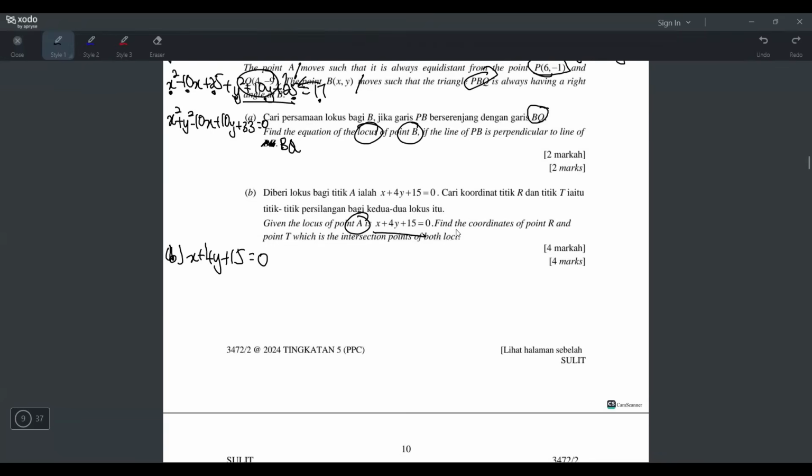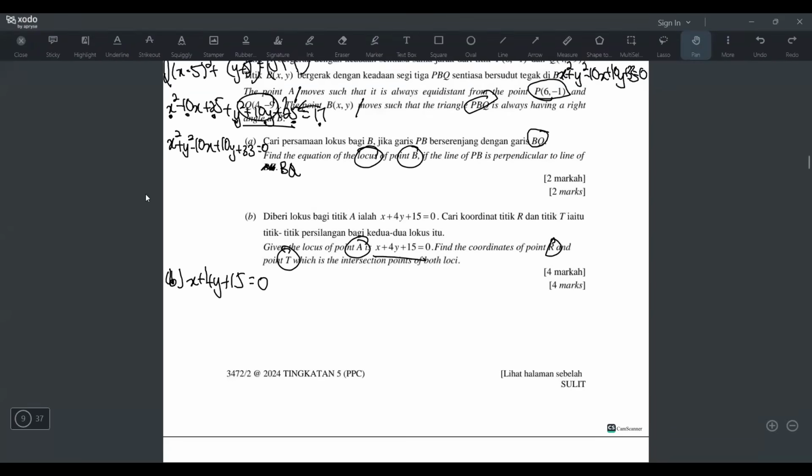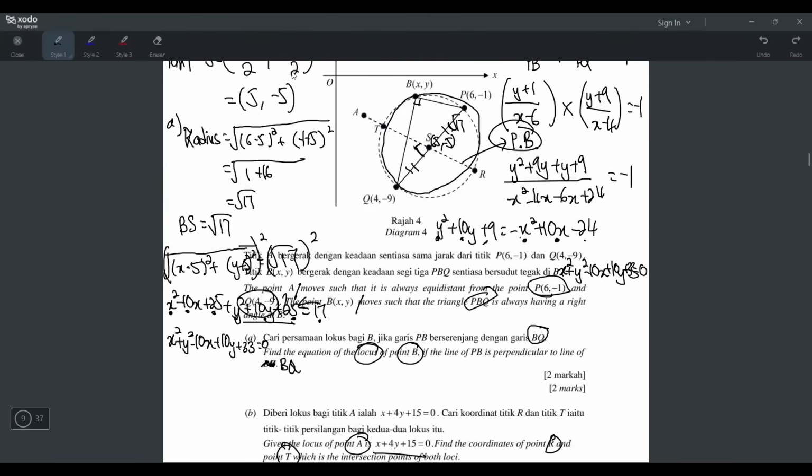They say locus of A, this one. Find the coordinates of point R and point T, which are the intersection points of both loci. Loci means locus. So they want to find R and T, which is actually the intersection of both locus. So let's find out where R and T are. R is here, T is here, and R and T are really the intersection of the perpendicular bisector and the circle. You can see, right? This circle and the line intersect at this point and this point.